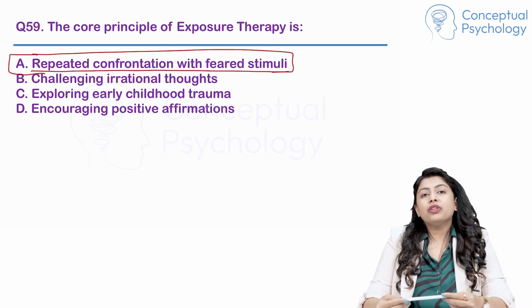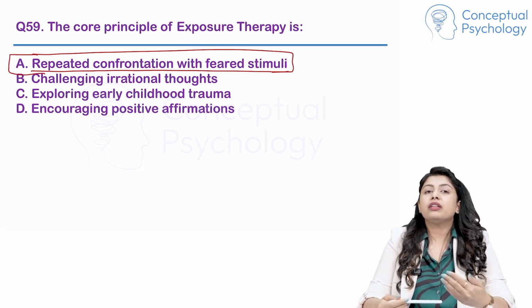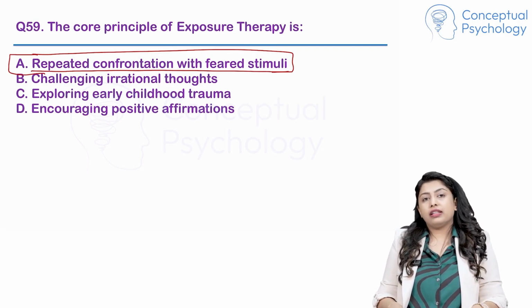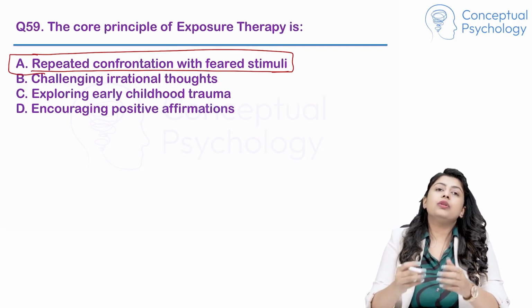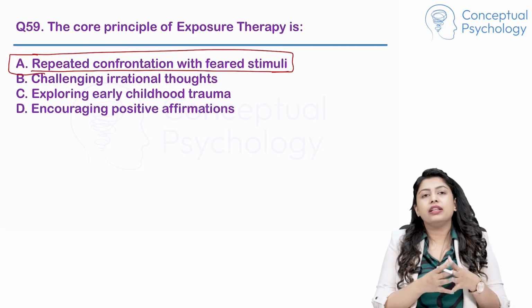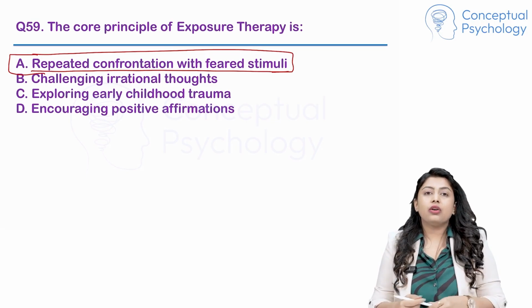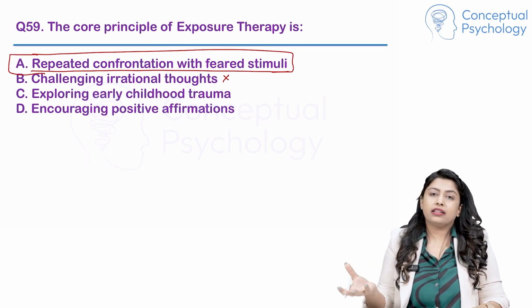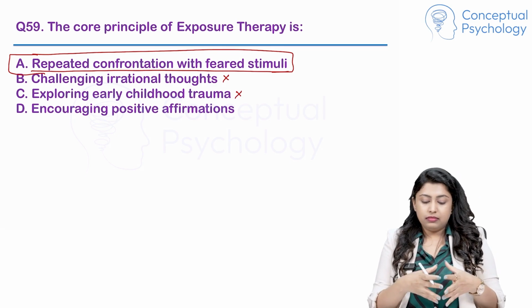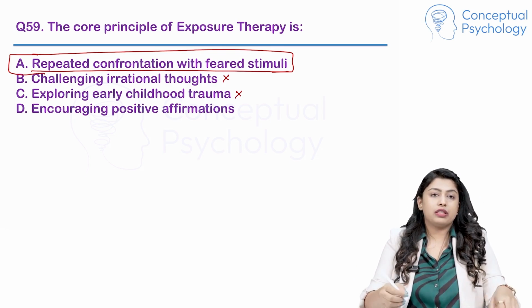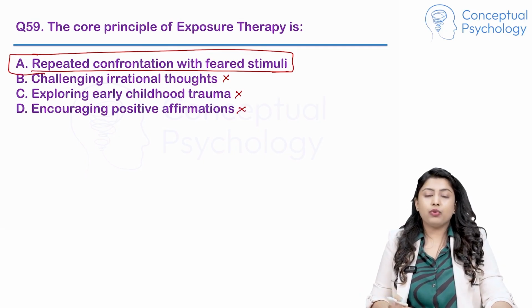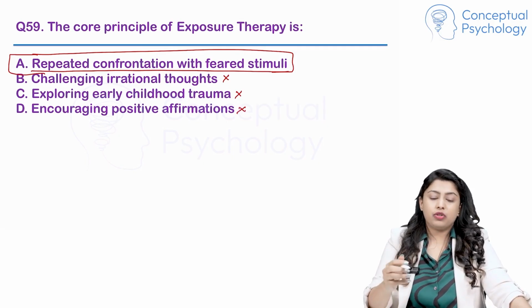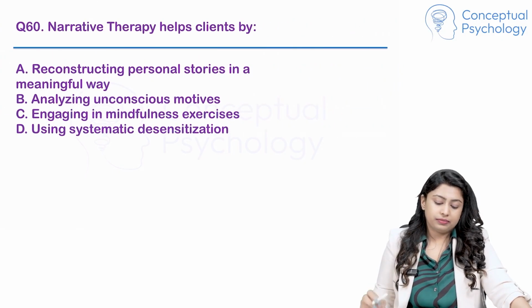A. Exposure therapy is based on the principle that repeated, controlled confrontation with feared stimuli leads to habituation and extinction of anxiety responses. This allows the individual to learn that feared situations are not actually dangerous. Challenging irrational thoughts is a core principle of cognitive therapy. Exploring early childhood trauma is characteristic of psychodynamic therapy. Encouraging positive affirmations is not a core principle of exposure therapy. Hence, exposure therapy works through systematic, repeated confrontation with feared stimuli to achieve habituation and anxiety reduction.